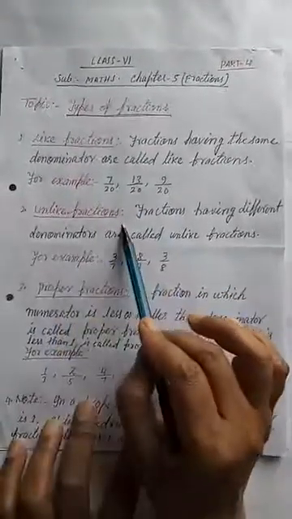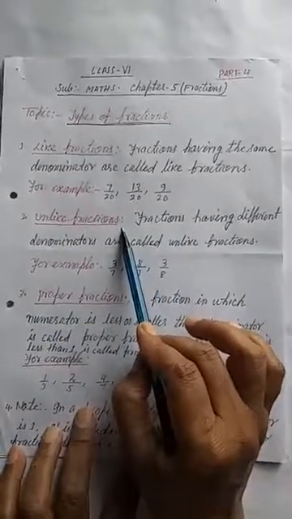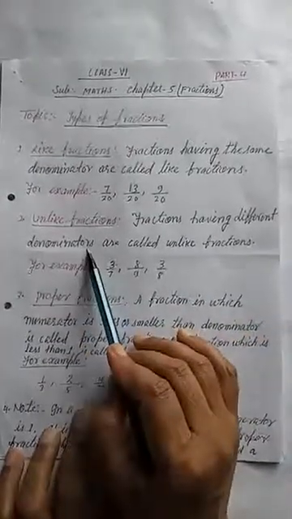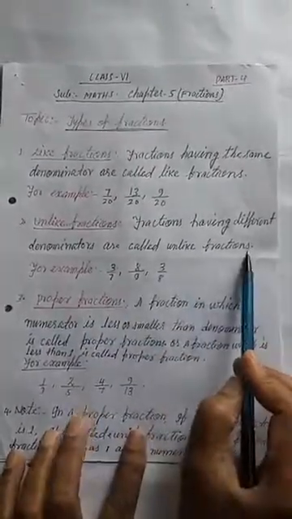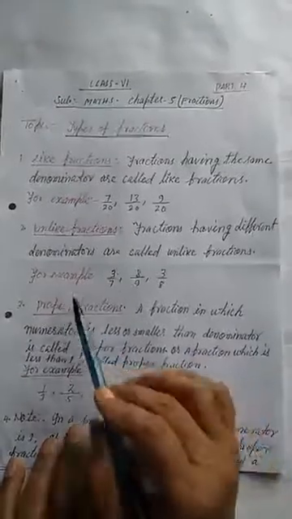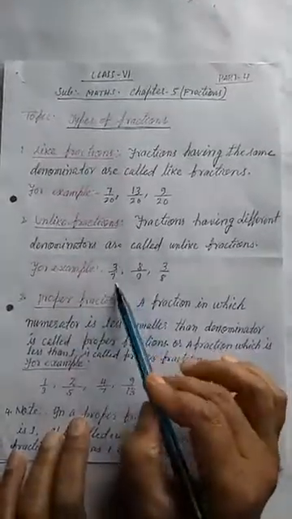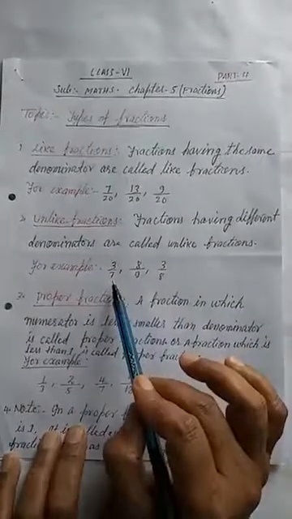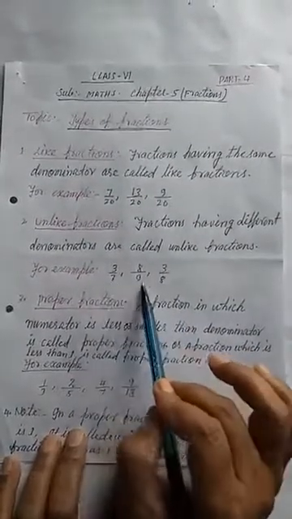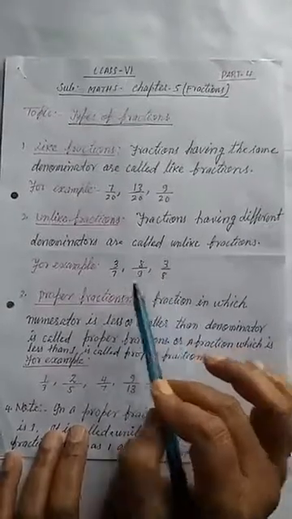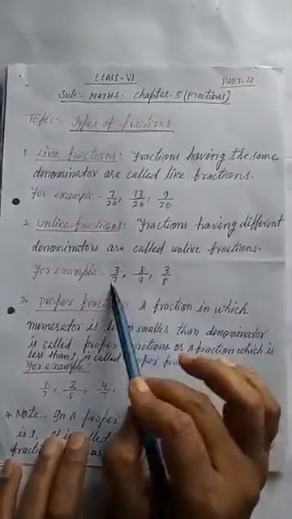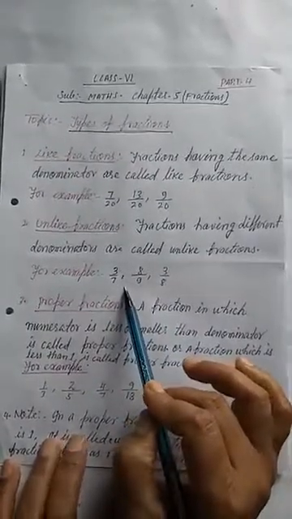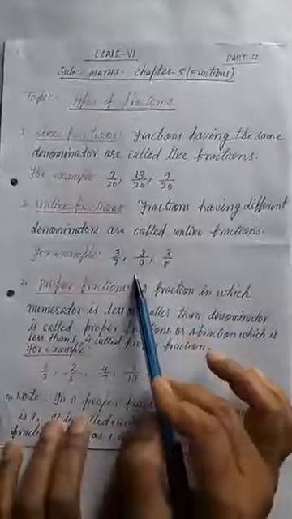Now the second is unlike fraction. Okay friends, what do you understand by unlike fraction? Fractions having different denominators are called unlike fractions. Let's see by the example: 3 upon 7, 8 upon 9, 3 upon 8. Here the denominators are 7, 9 and 8. So all are different. Different means not equal. On the basis of this, you have to compare like fractions and unlike fractions.